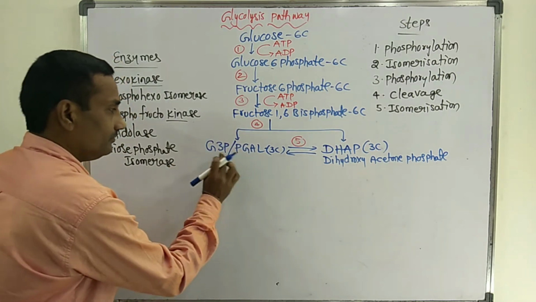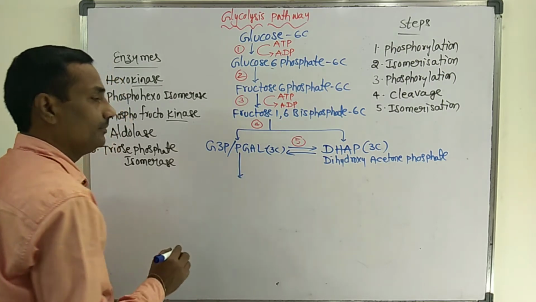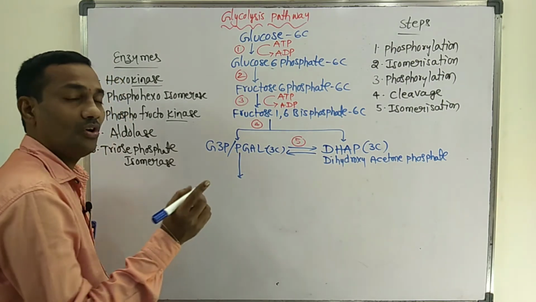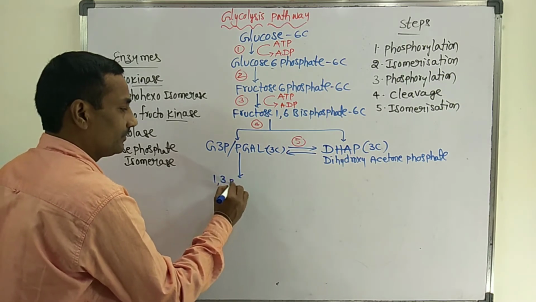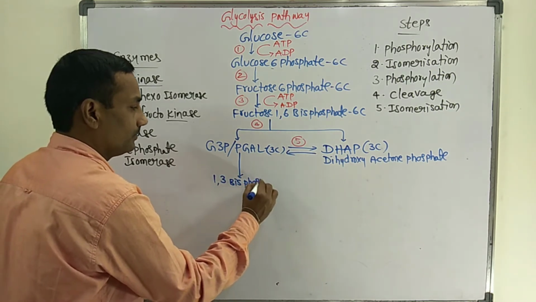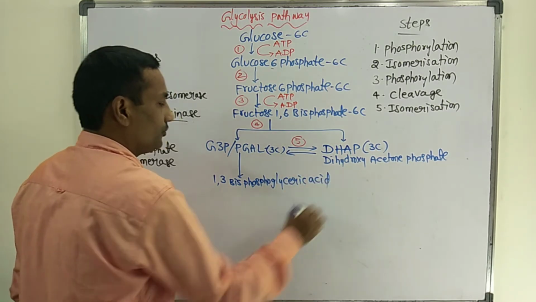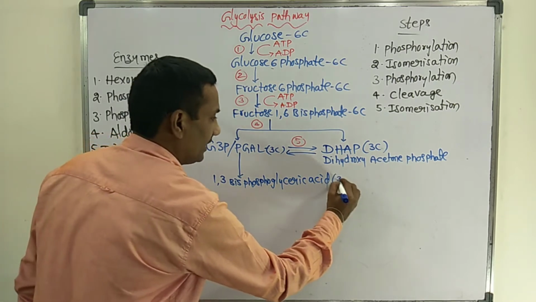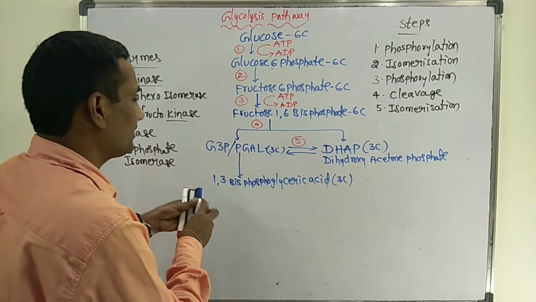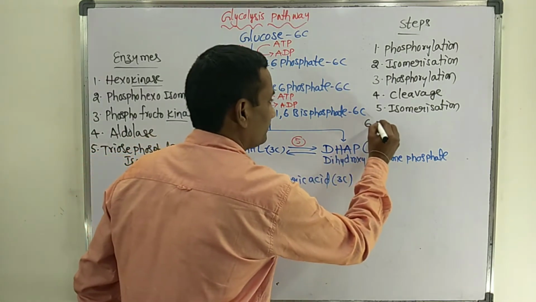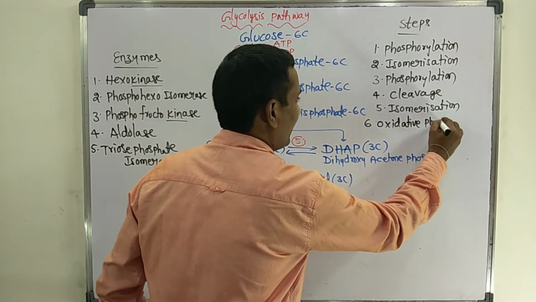Now this G3P, a 3 carbon compound, enters into one step, that is oxidative phosphorylation. Because of that, 1,3-bisphosphoglyceric acid is produced. This is also a 3 carbon compound. But the most important thing here, the 6th step, is oxidative phosphorylation.